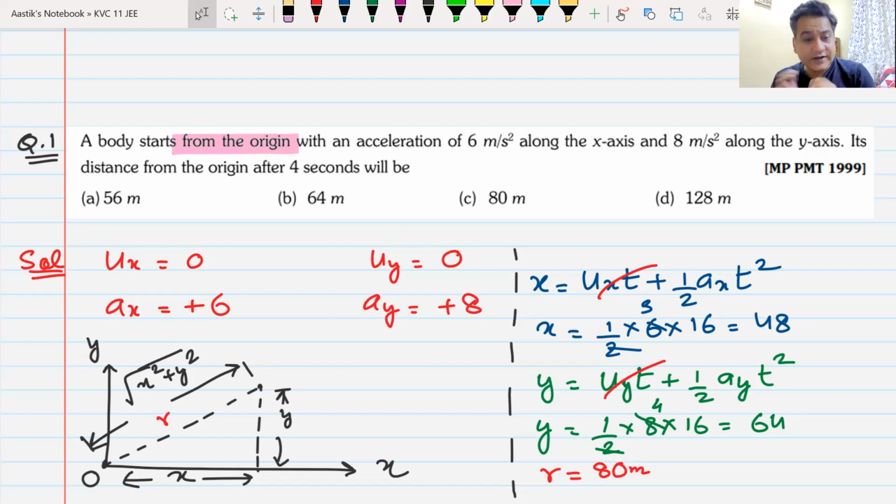Okay. So if any question comes where they ask you the distance from the origin, basically find out the x coordinate, find out the y coordinate, and then find out root over x square plus y square. I had to tell you this, and that was the reason why this question was done. Every question has its own reason why it is done.